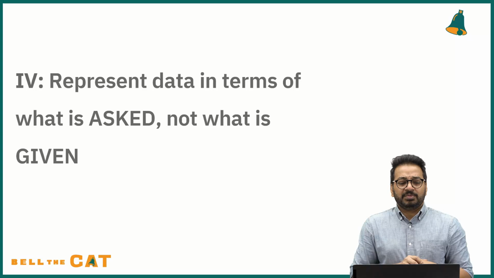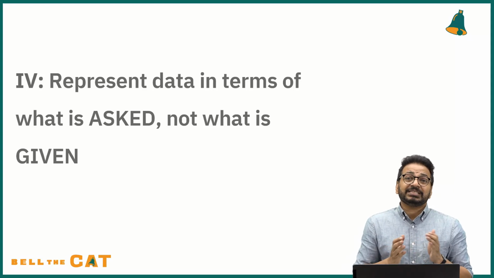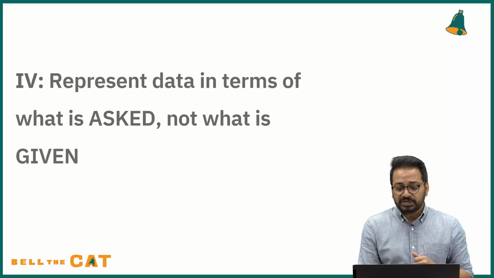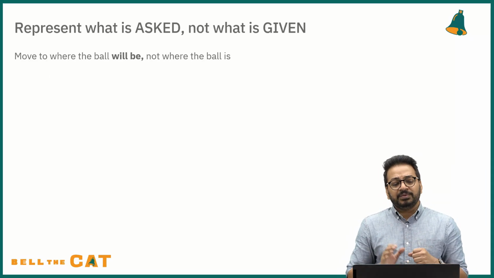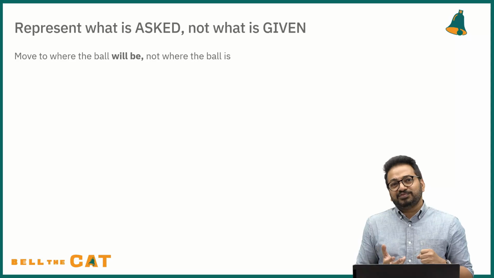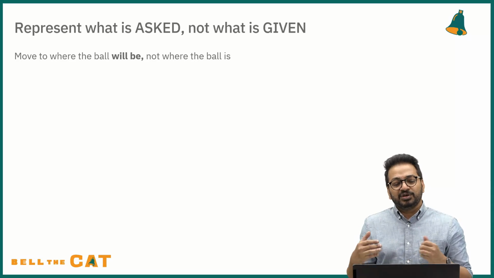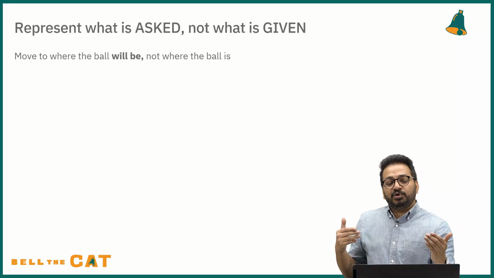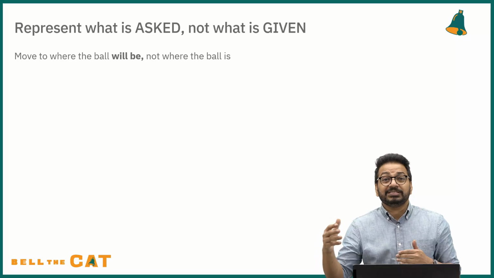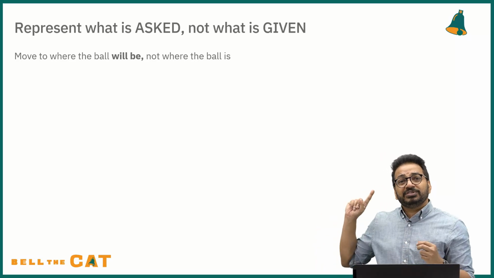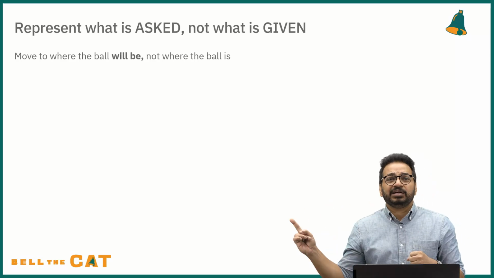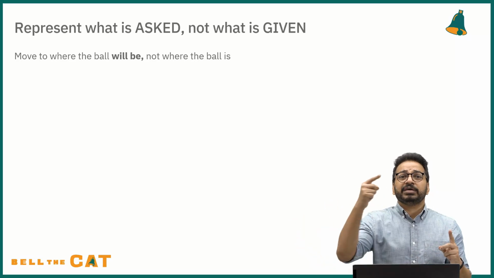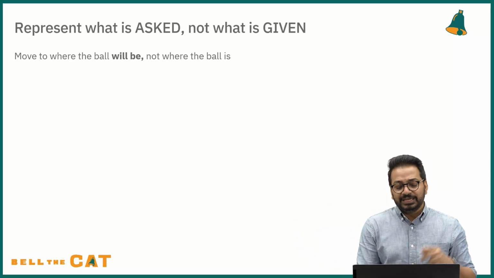Next commandment is: represent the data in terms of what is asked and not what is given. What do I mean by this? For example, in football also, one of the things to look at is move to where the ball will be and not where the ball is. They say, this player is very good because he makes the right kind of run. What do you mean the right kind of run? You're anticipating where the ball is going to come and you're going there.